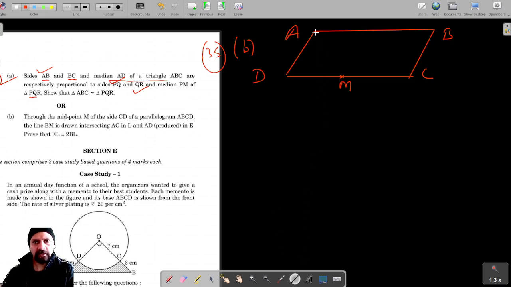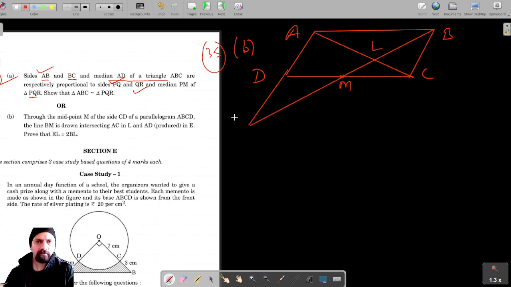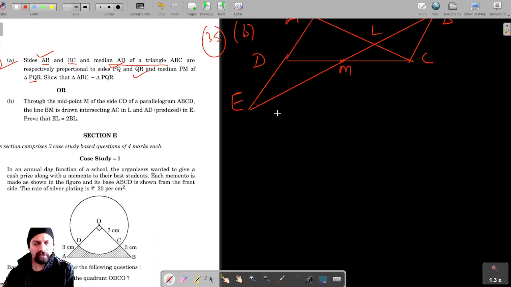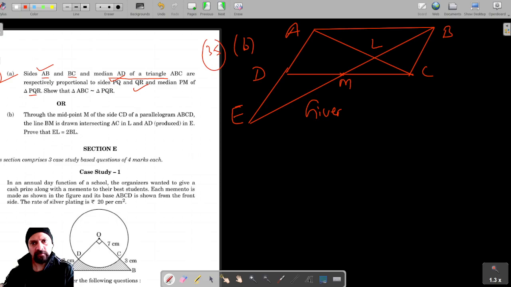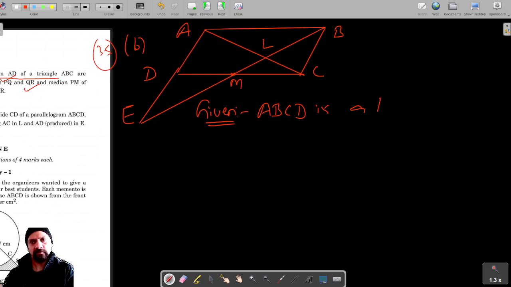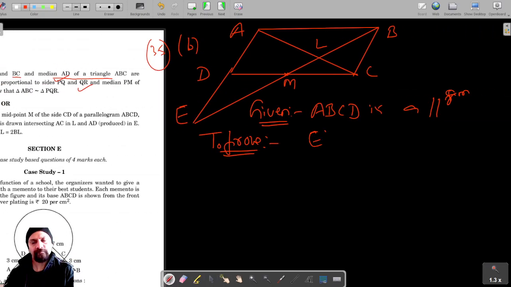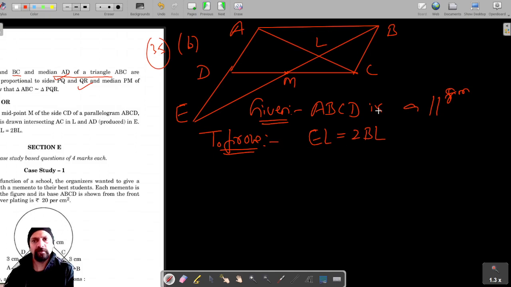So AC is the diagonal. A line is drawn to intersect AC in L, and AD produced in E. So AD is produced, and this line intersects AD produced in E. Now we have to prove that. It's given that ABCD is a parallelogram, and we have to prove that EL is equal to 2 times BL.